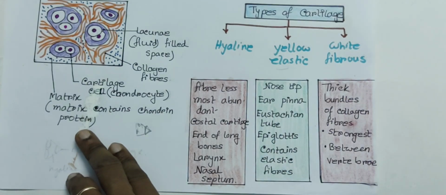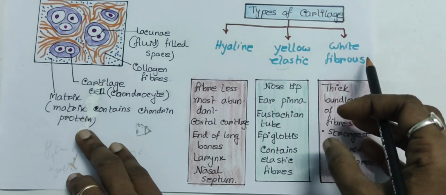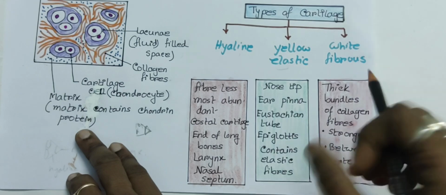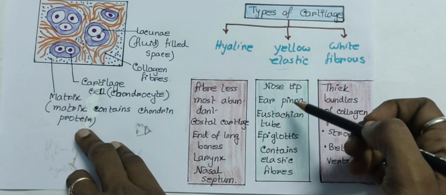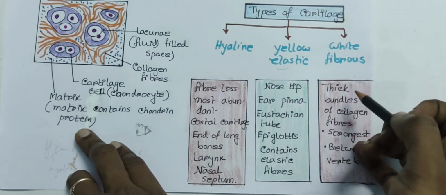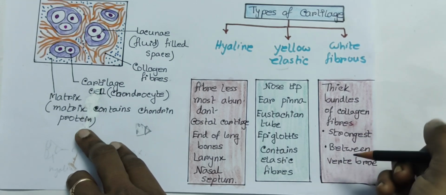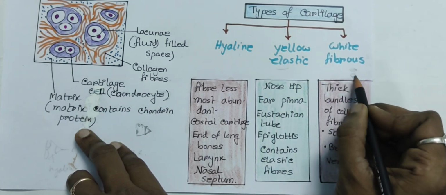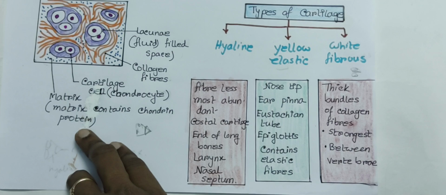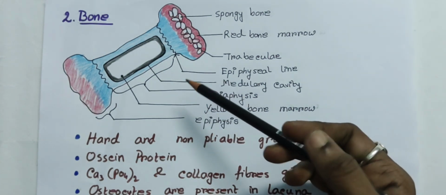If we bend those parts, then they will come back to their original position. Okay, it will snap back to its original position because of these elastic fibers. So these are the elastic or yellow cartilage, and then there is a white fibrous cartilage, that is thick bundles of collagen fibers. It's the strongest and is generally found between the vertebra. There are vertebral discs, and in between these vertebral discs there is a white fibrous cartilage to prevent the friction. Then under the specialized connective tissue, there is bone.